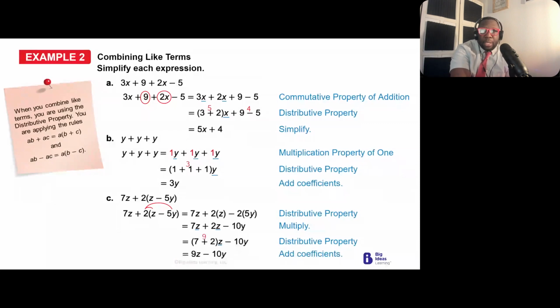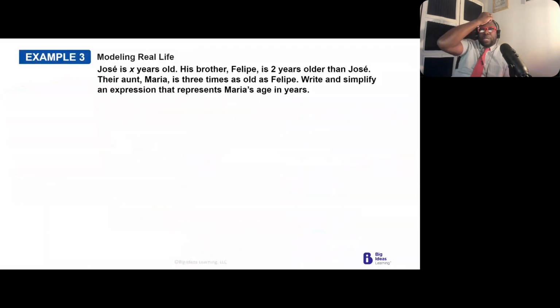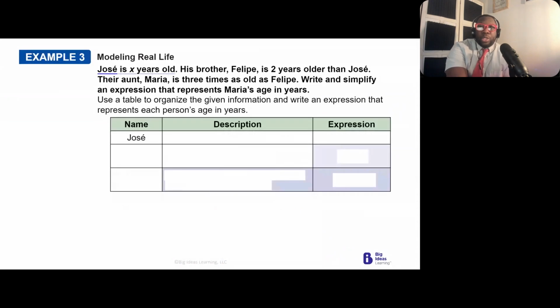Here's a real life example. Jose is X years old, and his brother Felipe is 2 years older than Jose. Their aunt, Maria, is 3 times as old as Felipe. We want to write and simplify an expression that represents Maria's age in years. Well, what do we know? Well, we know that when it comes to Jose, we're told that Jose is X years old. So that just means X. What else do we know?